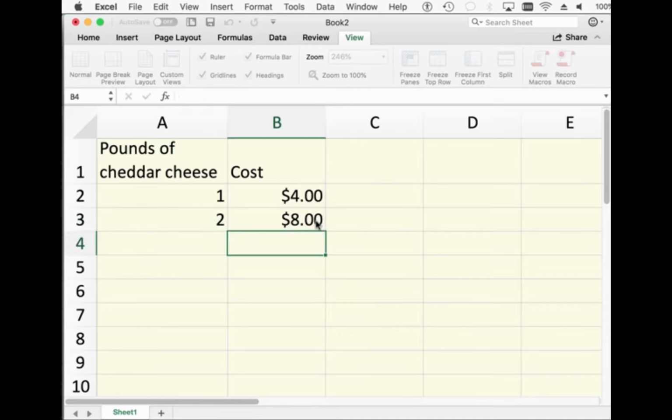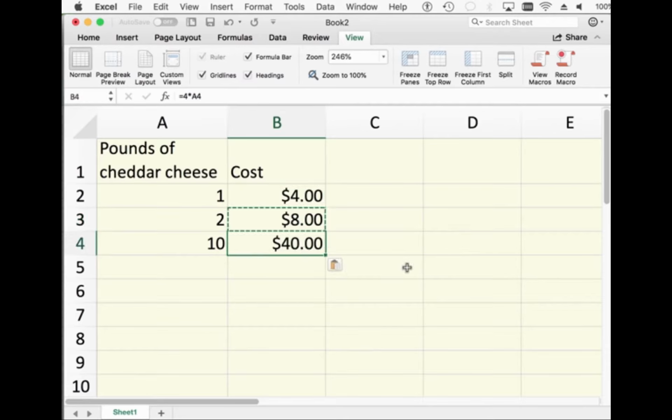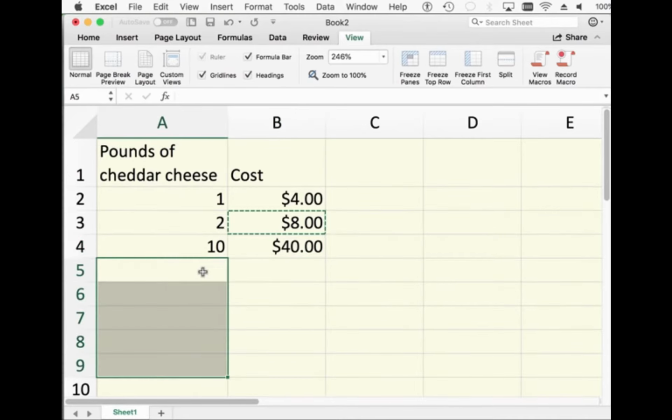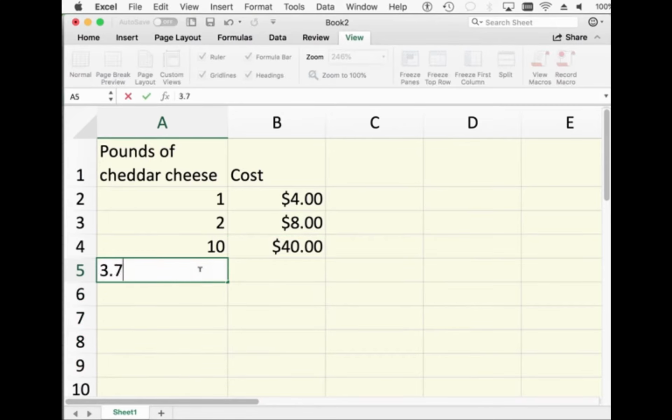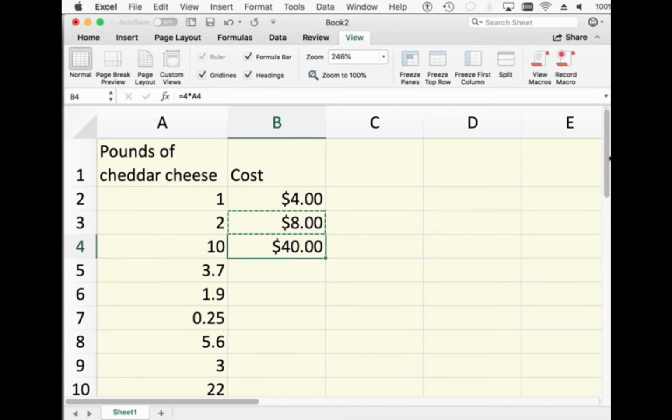Okay, let's see what happens with the third person in cell A4. So they buy 10 pounds of cheese. That's a lot. Cheese wheel maybe. And so if we can copy and paste, okay, keyboard shortcut, give that a try. So we type in a bunch of pounds of cheddar cheese for different customers, different decimals perhaps. And so we have many different numbers, all positive numbers.